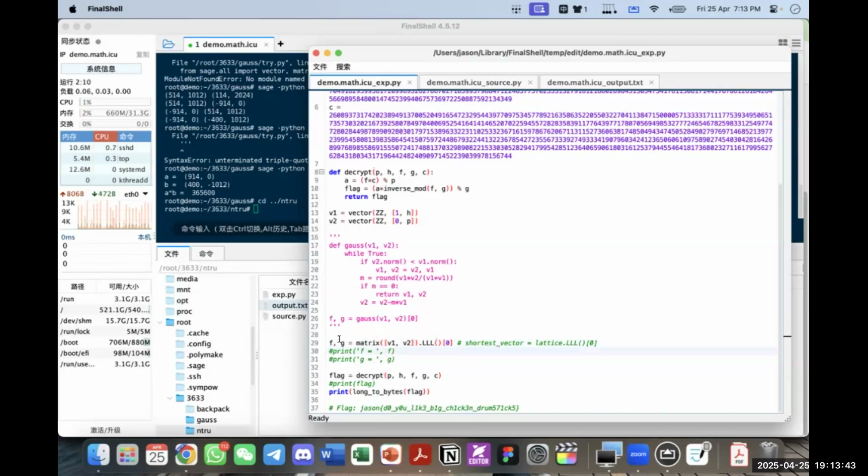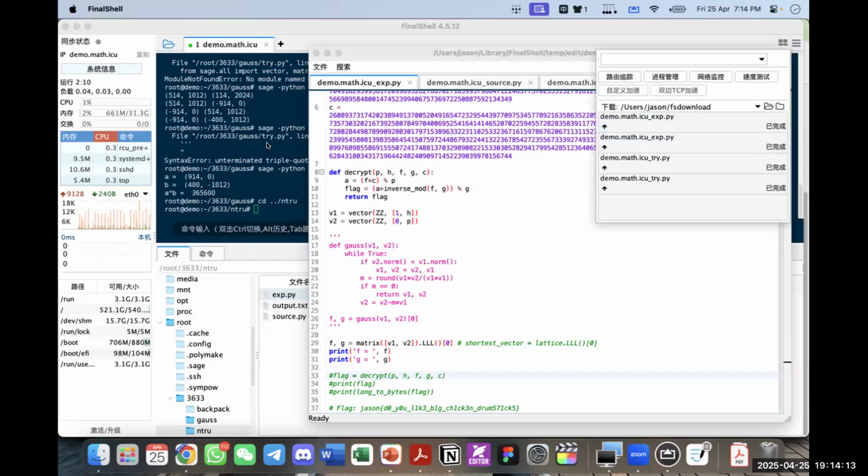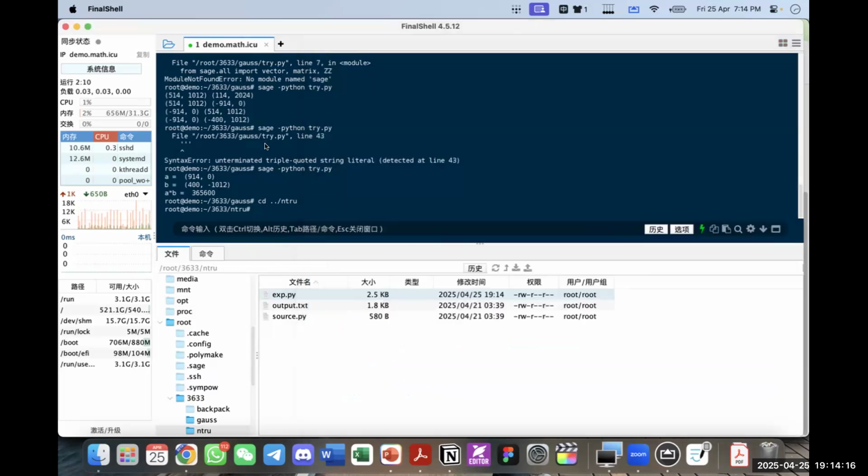Then we perform this and we get F and G, the two numbers of the shortest vector. Maybe I can just print out what F and G are, and comment out the rest, so we can see how the exploitation is going to work.